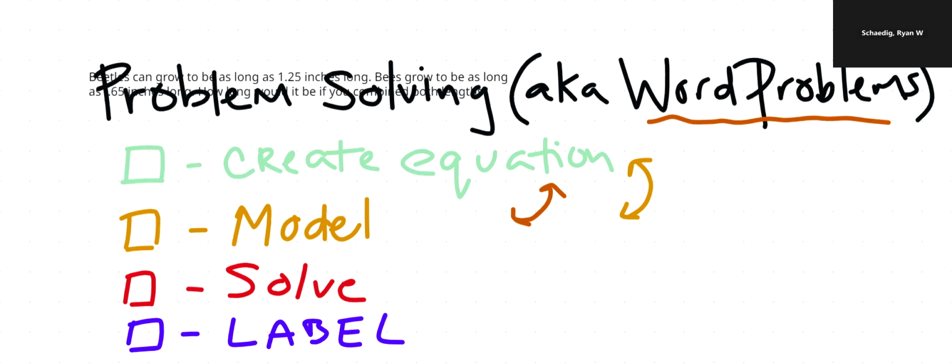This says right here, beetles can grow to be as long as 1 and 25 hundredths of an inch long. Bees grow to be as long as, I'm going to guess that's a zero, it looks like a parenthesis type of thing, but I'm going to go with 0 and 65 hundredths inches long. How long would it be if you combined both lengths? Okay, cool.